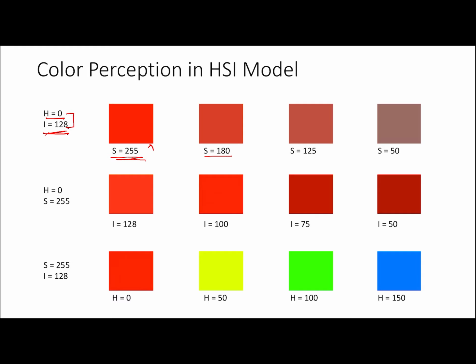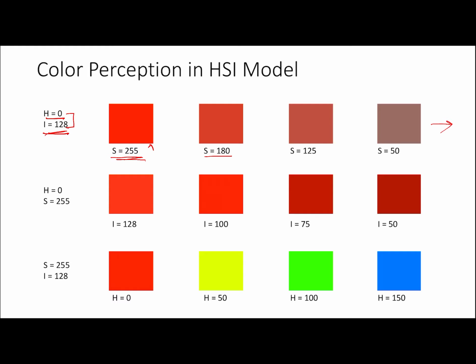So as we move from left to right, this red is becoming milky gradually because we are adding some white component in these. We are decreasing the saturation in these rectangles.